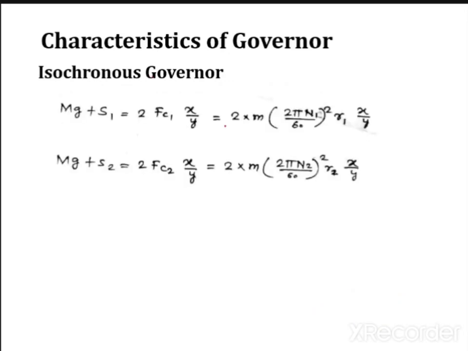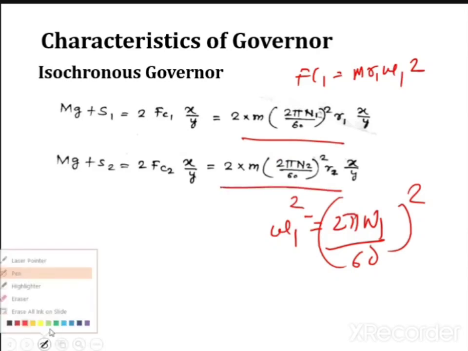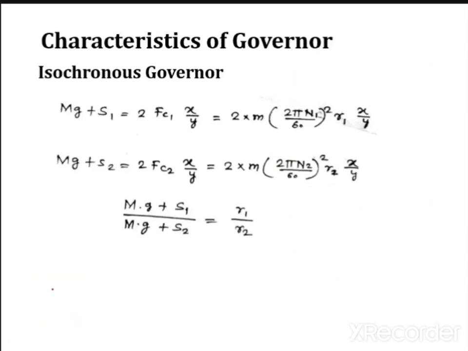Now in these two equations, let us say Hc1. You know what Hc1 is? Hc1 is equal to m r1 omega1 square, right? And what is omega1? Omega1 square is equal to (2 pi N1 divided by 60) whole square. So put everything in this. After putting, I am getting one ratio, and taking the ratio of equations 1 and 2, I am getting this equation.